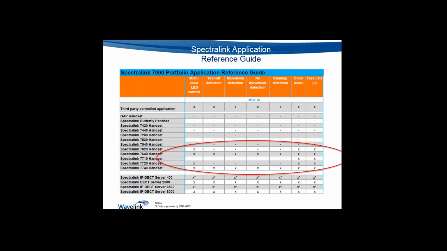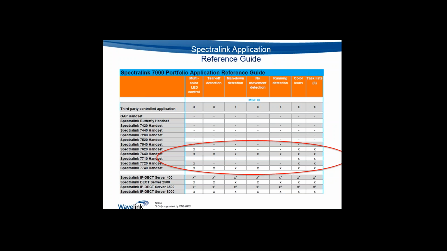If we look at another section of that same table, we can see some of the benefits in terms of each column being a feature or a function of the application integration that those handsets that do support MSF3 can take advantage of. So things like multicolor LED control, color icons, that's a key part of this, the color icons, which is the second last column, and task lists, which I also mentioned there as well. So all of the handsets in the 76 and 77 series range, in fact nearly all of them I should say, can take advantage of those particular features.